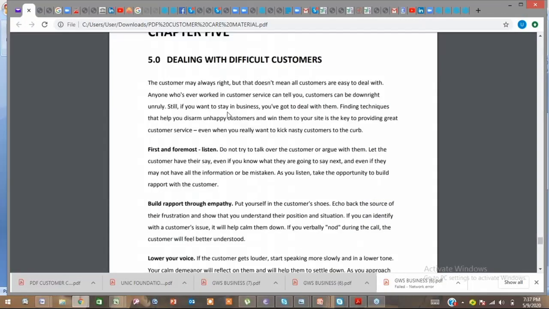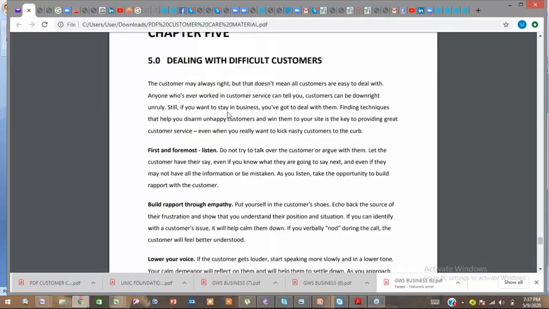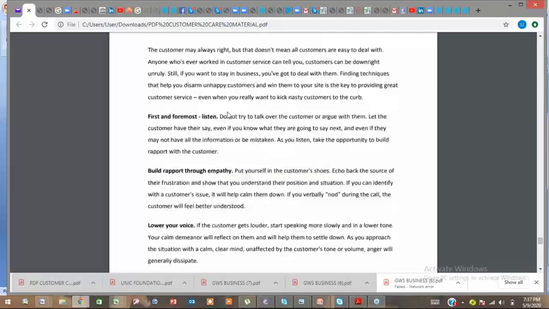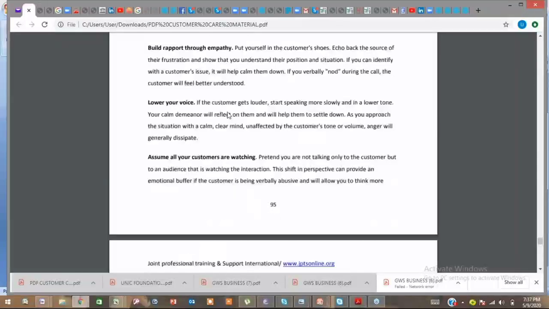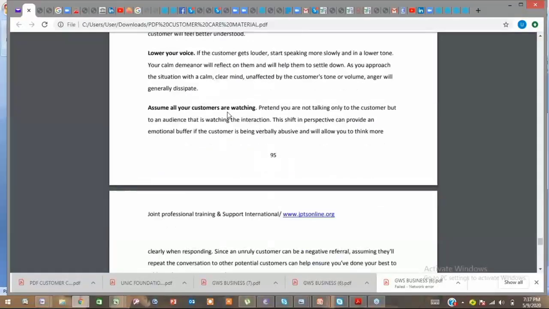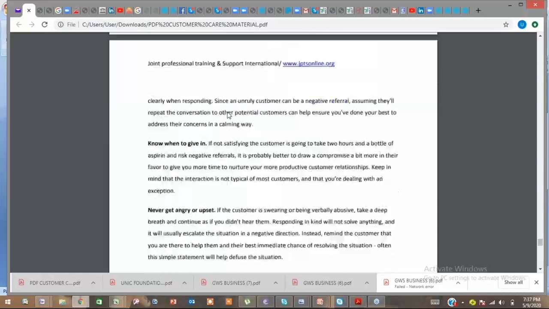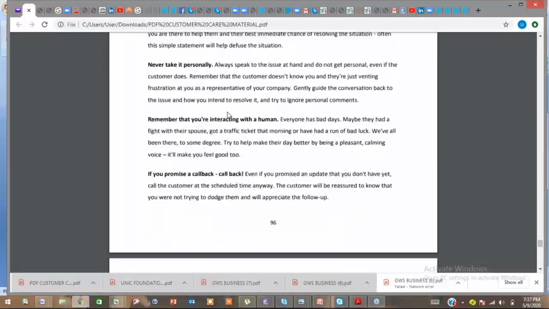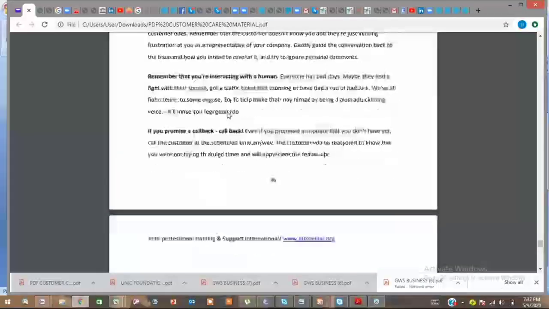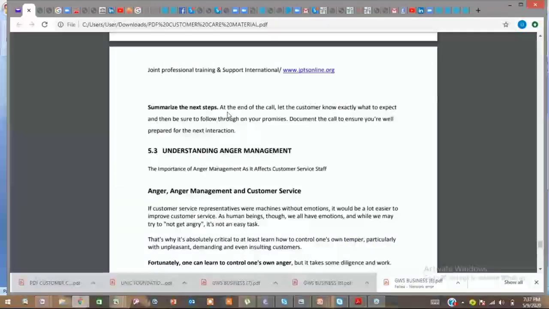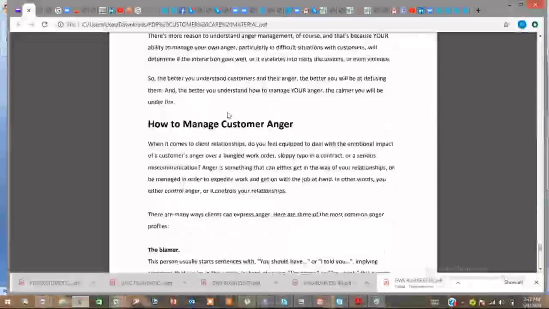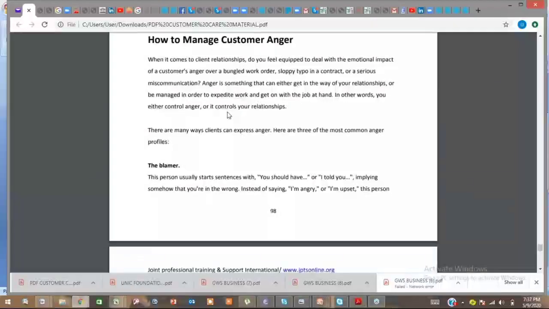And then we look at dealing with difficult customers. I've also mentioned this. First and foremost, listen to them, build a rapport through empathy, lower your voice, assume all customers are watching, know when to give in, never get angry or upset, never take it personal. Remember that you are interacting with a human. If you promise to call back, call back. You know that I have dealt with all this, how to manage customer anger.